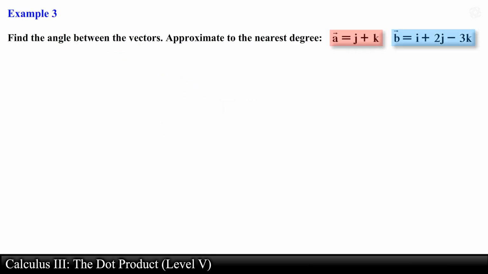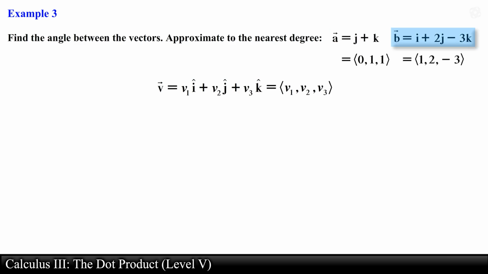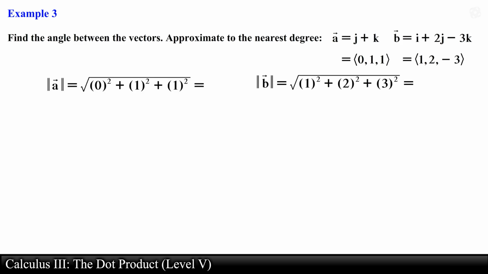Here we have two vectors in space, written in standard unit vector form. Recall that each unit vector is associated with a particular component, so we can rewrite vector A in component form as follows. We can also do the same for vector B. Next, let's go ahead and compute the magnitude of both vectors. Doing that, we obtain the following.